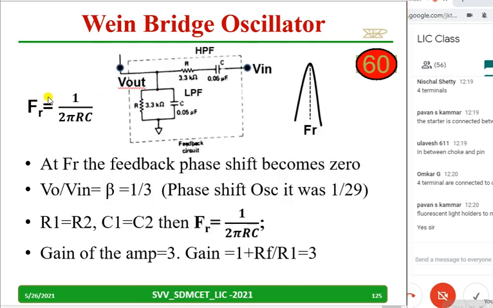So we have already copied. It's 1 by 2 pi RC. The same circuit is with you. At fR, the feedback phase shift becomes 0. V0 by Vin, beta, is 1 by 3. We remember the phase shift oscillator, it was 1 by 29, and the gain should be 29, we have discussed. Now if it is 1 by 3, the gain should be 3. So I have to adjust 1 plus Rf by R1 equal to 3. Copy down 1 or 2 points from this. I'll wait for you to copy this.